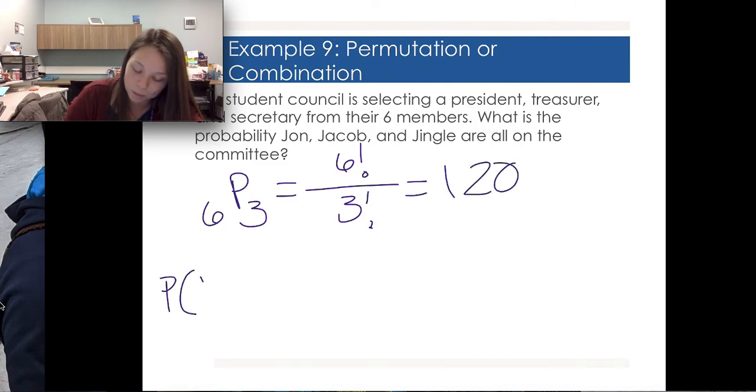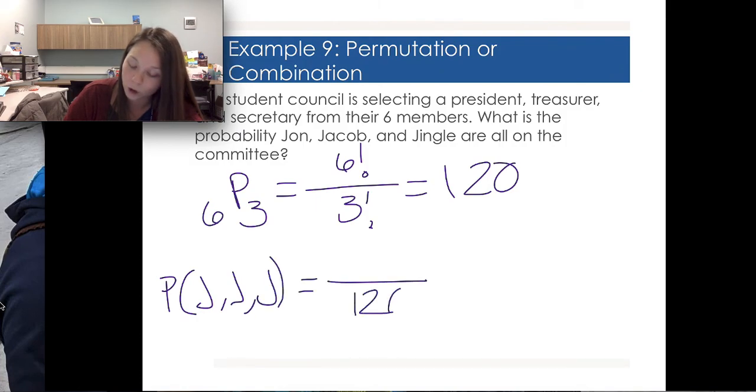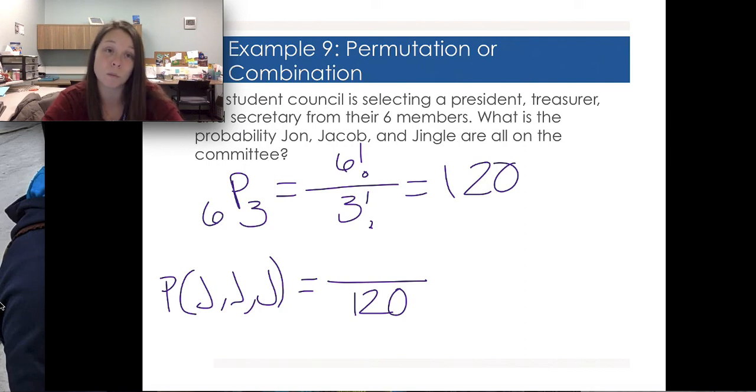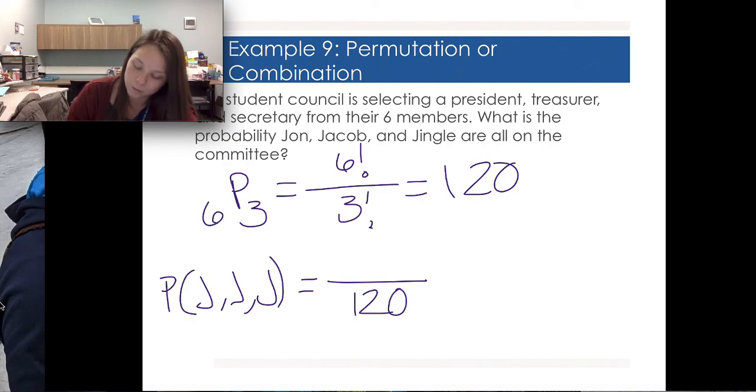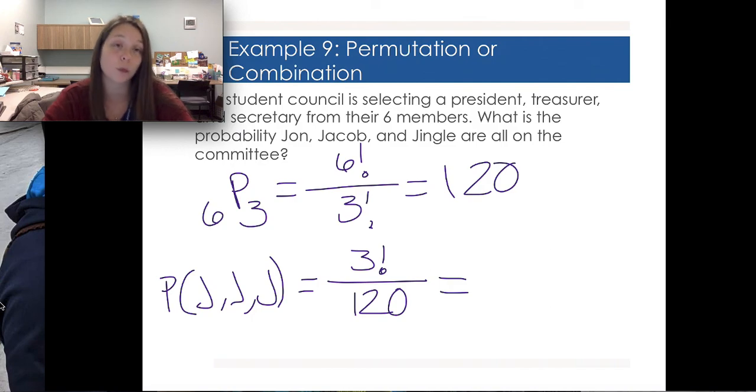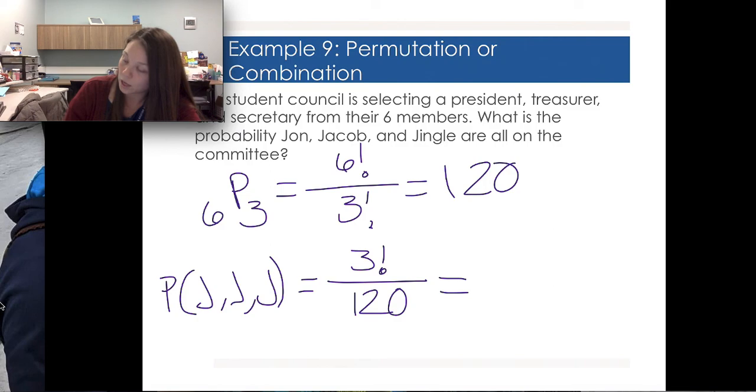So when finding the probability that John, Jacob, and Jingle are selected on the committee, we have a total of 120 ways we could select any 3 members out of the 6. Well, we want John, Jacob, and Jingle to be president, treasurer, or secretary, but we don't care in which order they're picked. So we're going to have 3 factorial divided by 120, because there are 3 factorial ways that we could be successful, because we just care that they're on the committee. And that gives us an answer of 0.05 chance.